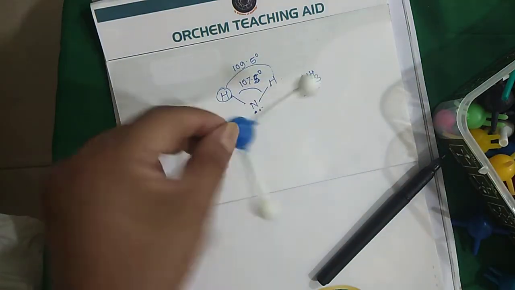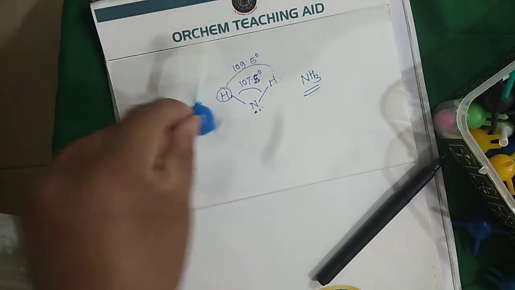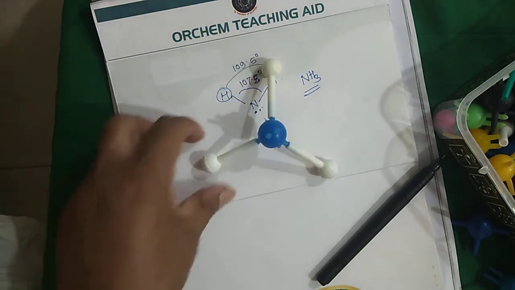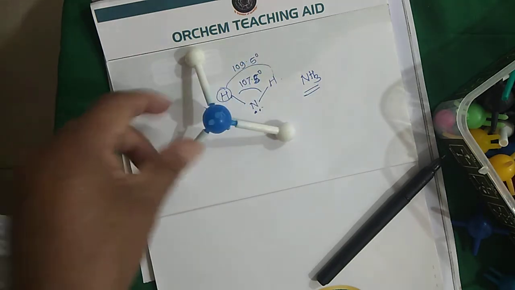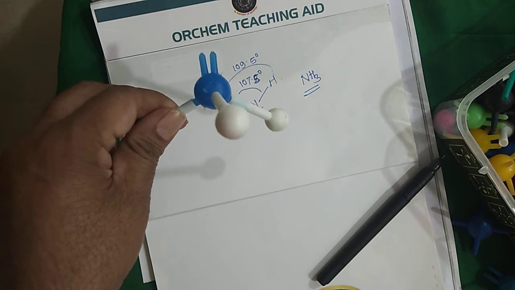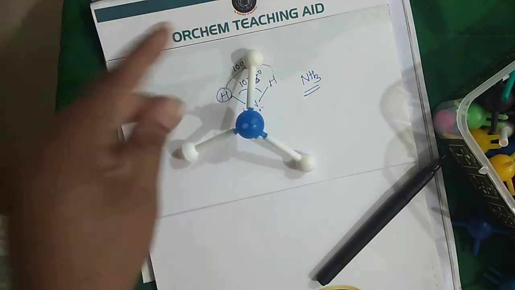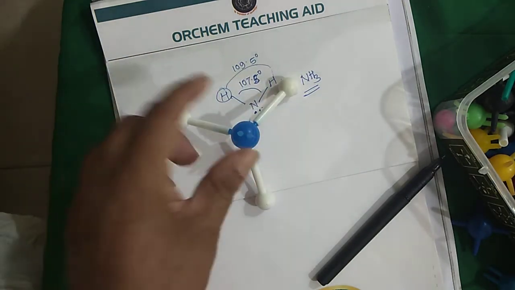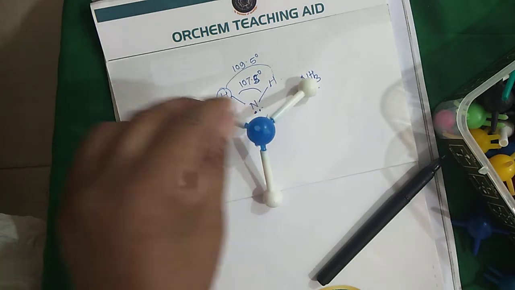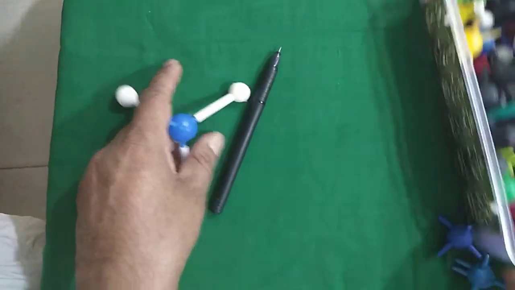The ammonia molecule is distorted tetrahedral. It is not a regular tetrahedral molecule. It is a distorted tetrahedral molecule having a pair of electrons. It is about sp3 hybridized nitrogen atom. Now let us see sp2 hybridized nitrogen atom.